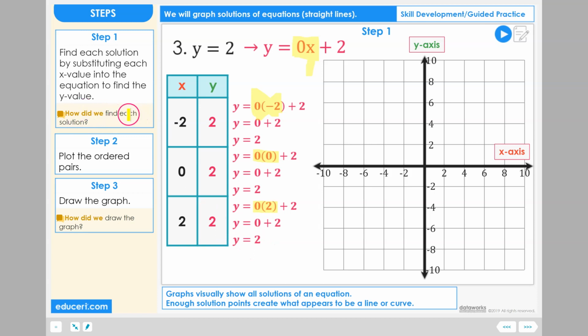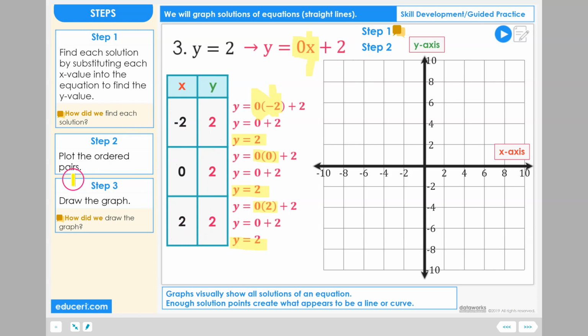How did we find each solution? To find each solution, first we took this equation and we put in the variable x times 0 so that we didn't change the original equation. We then had the x variable available for us to substitute into. However, we saw that it still did not change anything in the end, as we got y equals 2 in all three of these different possible x values.